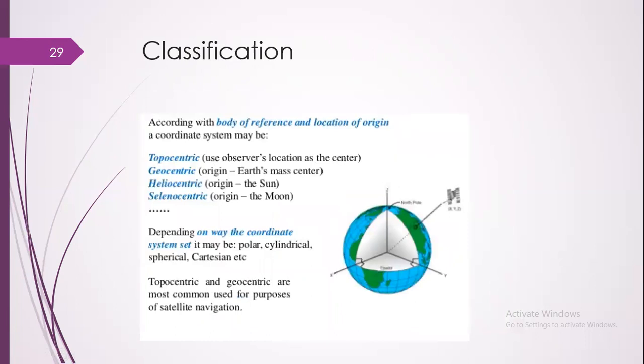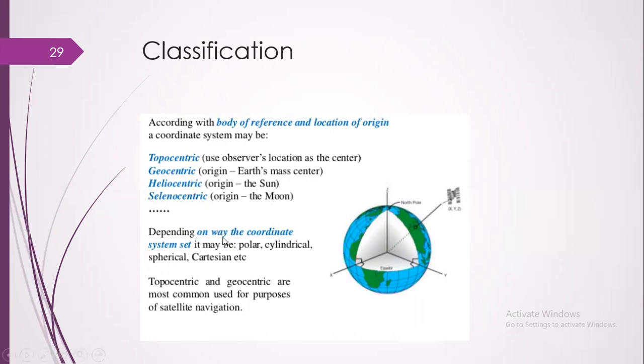So, classification according to the body reference and location of origin, a coordinate system may be topocentric, that is used to observe with the observer's location at the center. Geocentric means the origin is the earth's mass center. Heliocentric means the origin is the sun. Selenocentric means the origin is the moon. So these are the coordinate systems and their classification.